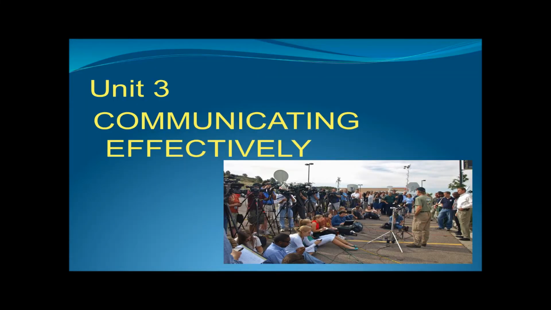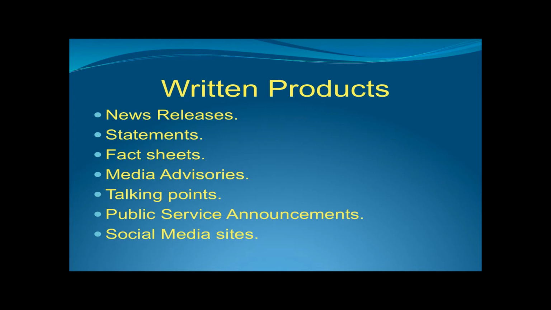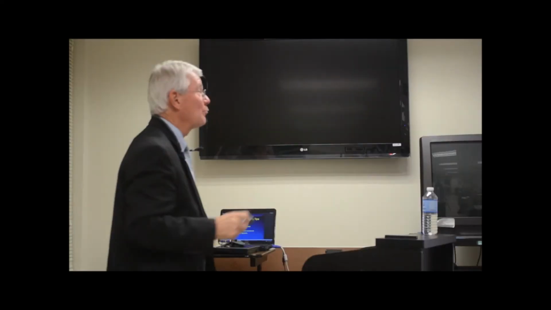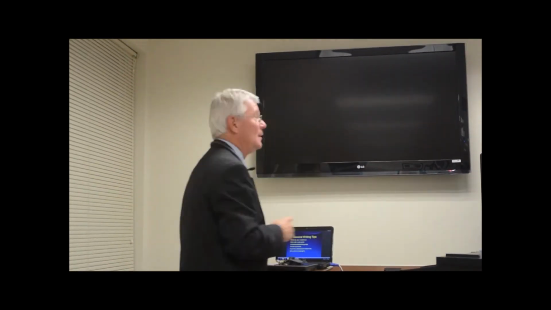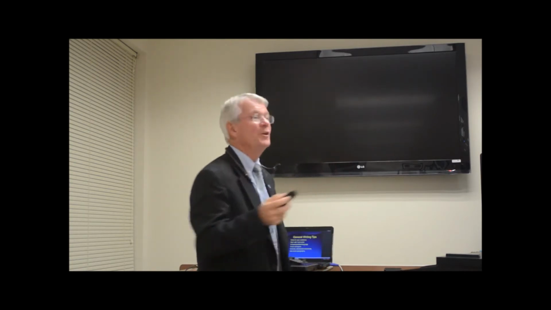How to communicate effectively: effective writing. There are a number of types of products you can produce, but essentially news releases are the key. It's a great opportunity to get your stuff out, get ahead of the curve, if you will. Write for your audience. If your audience is kids, you're going to write a little differently. If it's elderly people, if it's the general public. Use understandable language, and avoid the acronyms and abbreviations.